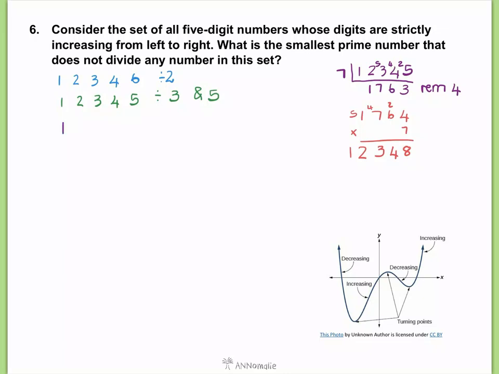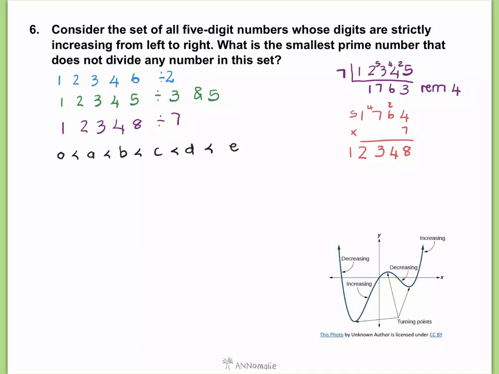Let's list it like this: 1, 2, 3, 4, 8, divisible by 7. The next prime number is 11. We are now going to prove mathematically that a number where the digits are strictly increasing is not divisible by 11. Because of the strictly increasing digits, we have the following property.